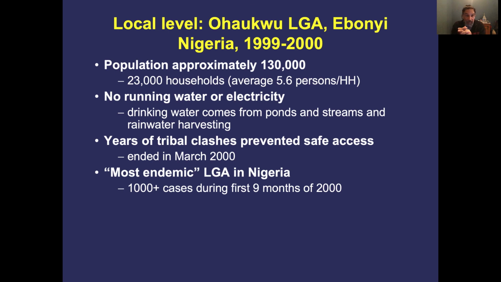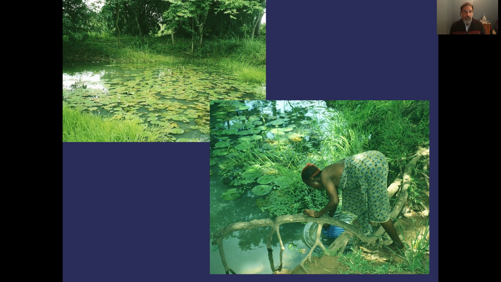But in March of 2000, a few months before I went, those clashes ended, and it created the opportunity to begin some of the Guinea worm eradication work in Nigeria's most endemic local government area for Guinea worm. So here's an example of the kind of pond that people might use as a source of drinking water in Ebonyi State in this particular local government area.